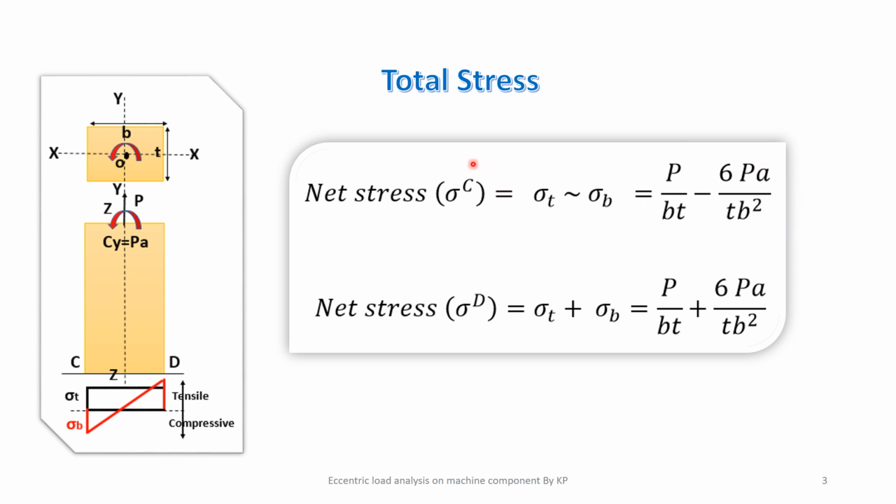and this is compressive in nature at point C or the C side. The net stress on the D side: on this side both are tensile in nature, because of direct stress as well as bending stress, so directly we can add these two values. So the net stress on the D side is tensile stress plus bending stress. The tensile stress value is P divided by b t plus 6 P A divided by t b square, and this is positive. That's why the net stress on the D side is tensile in nature.